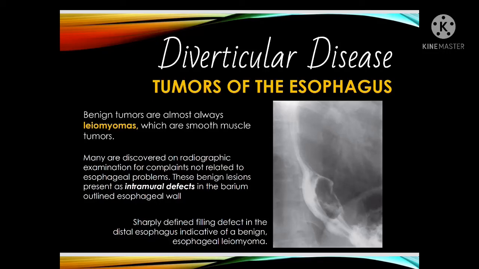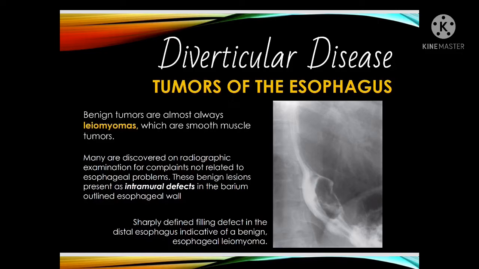Hello everyone. Now we're down to the last classification of disease for the gastrointestinal system, the neoplastic disease. First, we have the tumors of the esophagus. Although benign and malignant tumors could occur anywhere in the esophagus, tumors of the lower third are the most common.